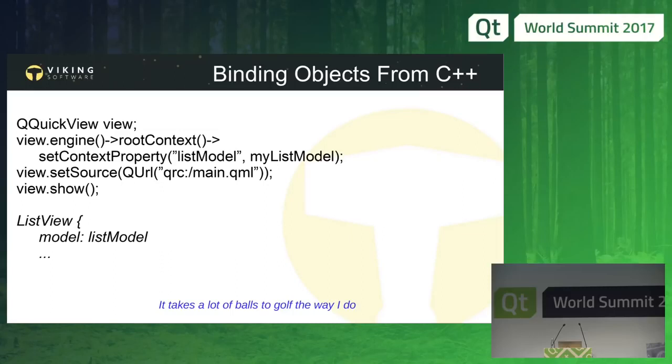So here we have a list view that says, my model is this C++ object up here. So you can add more properties to your list model if you want to. You can add functions that you can access and so on. And they're all automatically exposed to the QML side when you do this setContextProperty.